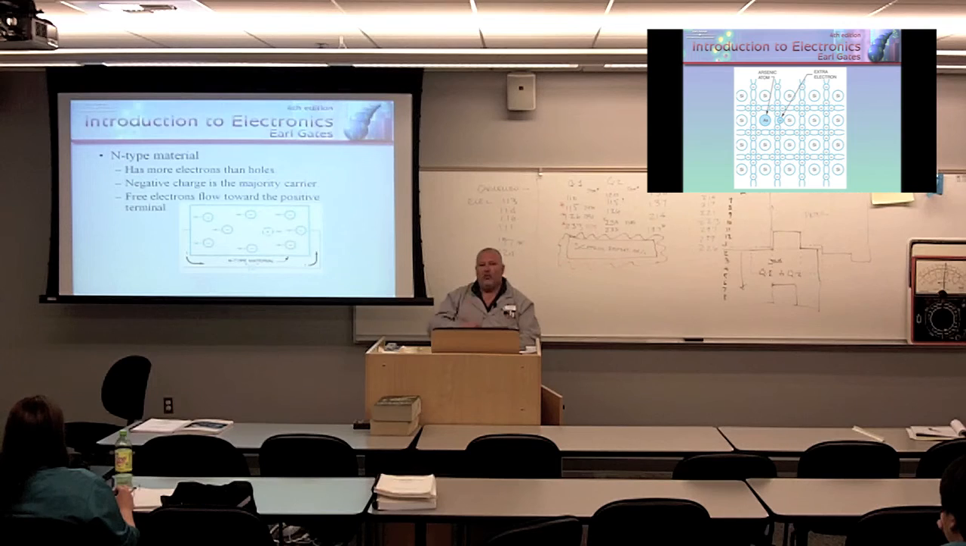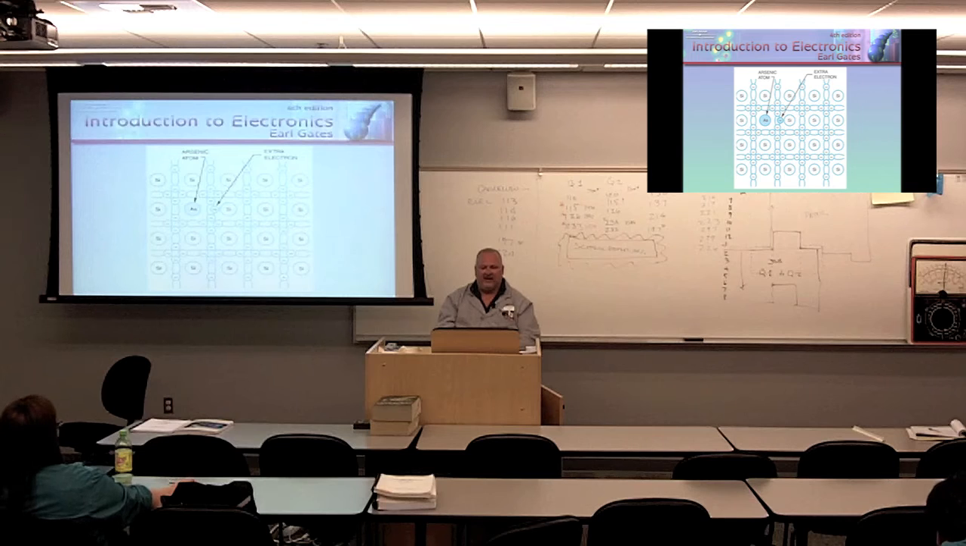In doing so, we have just created what is known as an N-type material. An N-type material. It has more electrons than holes. Why does it have more electrons than holes?